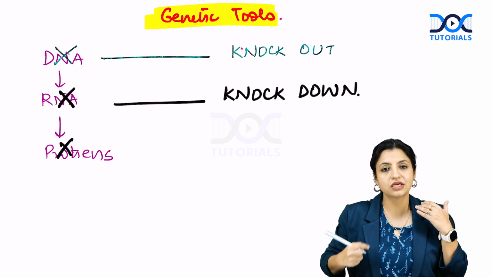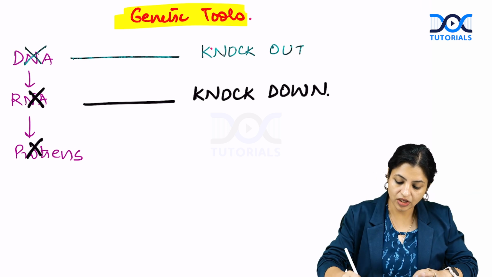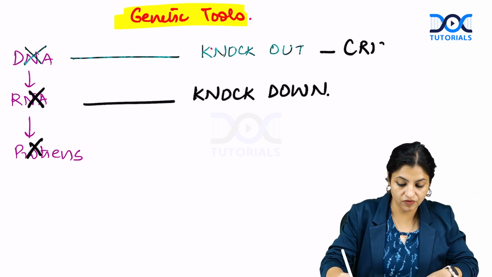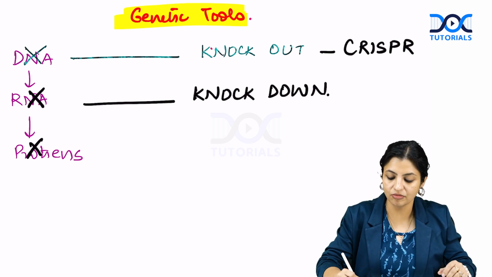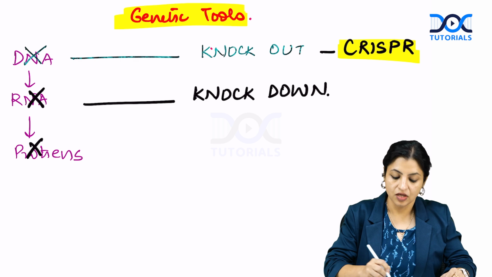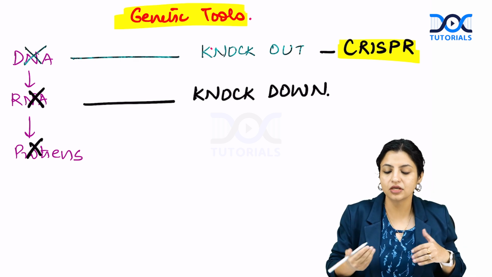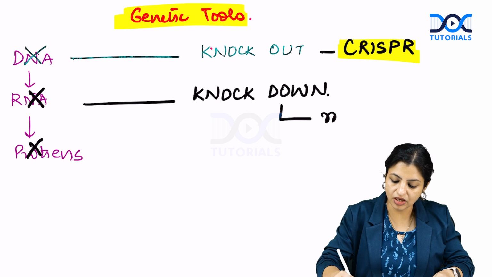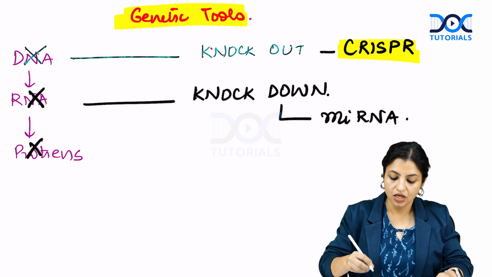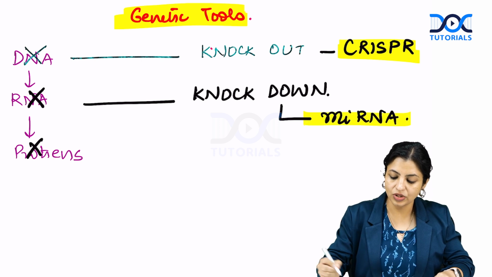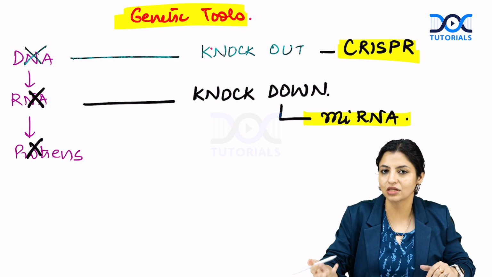So basically genes can be altered: either you cut the DNA or you alter the RNA. Knockout technology is a permanent modification. Obviously, if you change the DNA, it is not going to revert. This is done by a molecule called CRISPR. Whereas when you change the RNA, you have not cut the DNA, so this is a temporary modification, usually done by microRNAs. So microRNAs usually do knockdown technology, and CRISPR does knockout technology. Let's understand what they are and how they work.